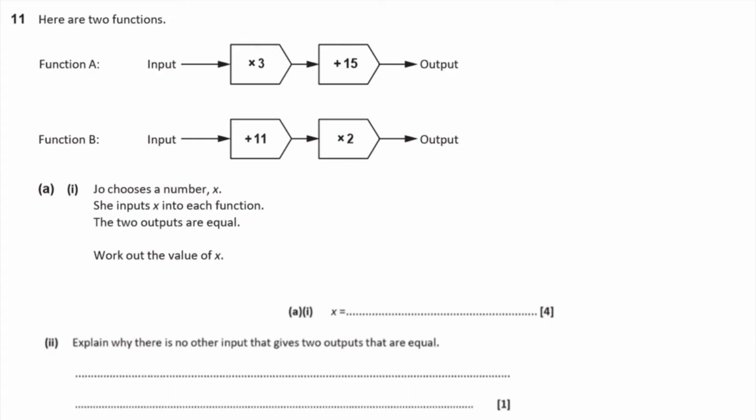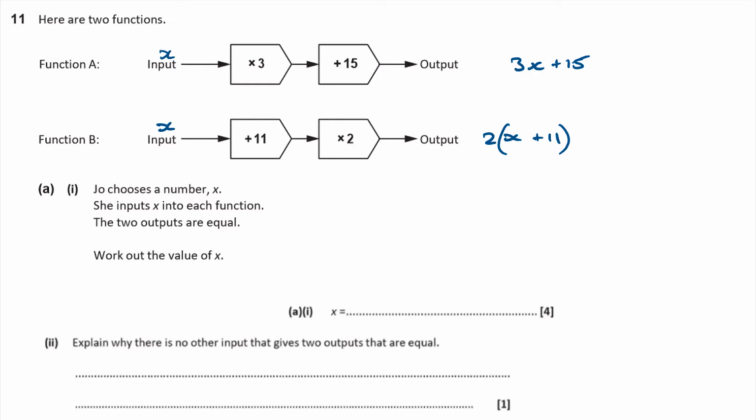Okay, well, if I feed x into the first one, it's going to be multiplied by 3, which is going to give me 3x. And then 15 is going to be added on, so it's going to be 3x plus 15. If I feed x into the second one, first off, I'm going to add 11 to it, and then I'm going to multiply it by 2. Now I need to put that in brackets and put it that way around, otherwise, because of BIDMAS, I'm going to get the answer wrong. So it's x plus 11 in total gets multiplied by 2.